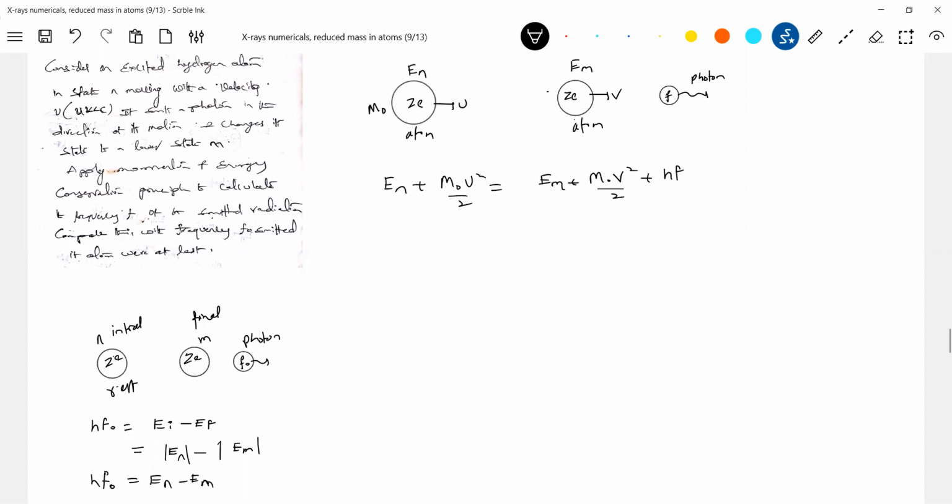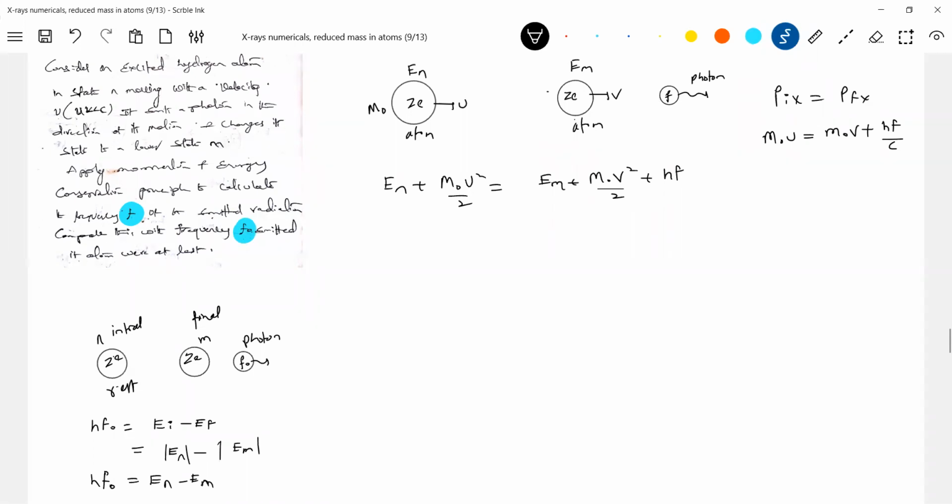Applying conservation of linear momentum. Now, what is the linear momentum? What is the initial momentum of the system? m naught u. Final momentum: m naught v plus momentum of the photon, energy by c, or h by lambda. All the information has to be expressed in terms of frequency. So therefore, hf by c, I'll write it. So hf by c is the momentum of the photon.